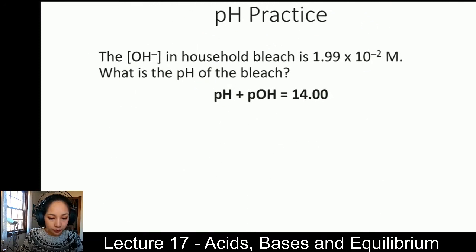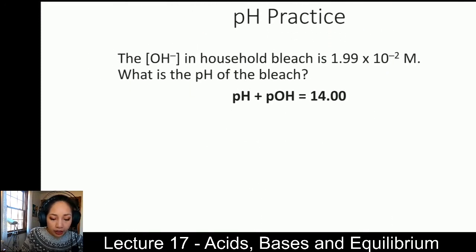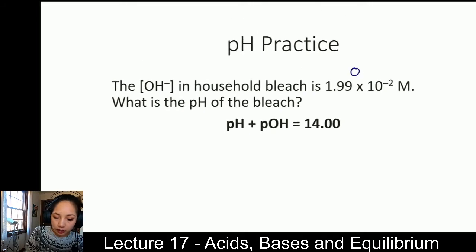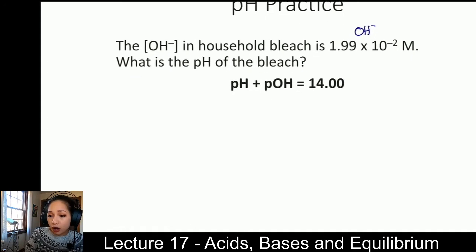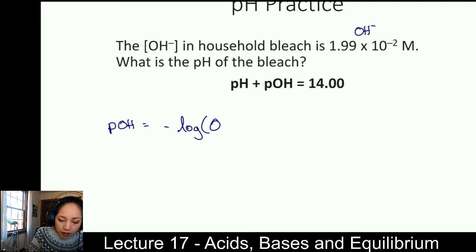All right, so here's another one. The OH concentration in household bleach is 1.99 times 10 to the negative 2 molarity. So this is hydroxide concentration. What is the pH of bleach? So there's a few ways you can do this. I like to just, since they gave us OH concentration, calculate pOH. So pOH equals negative log of OH concentration, and they give it to us.